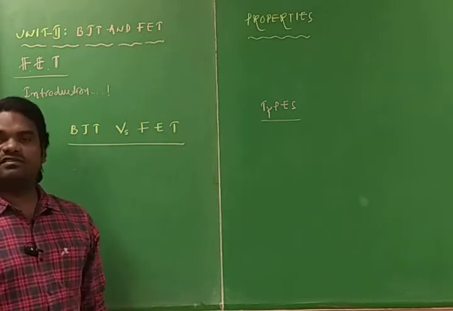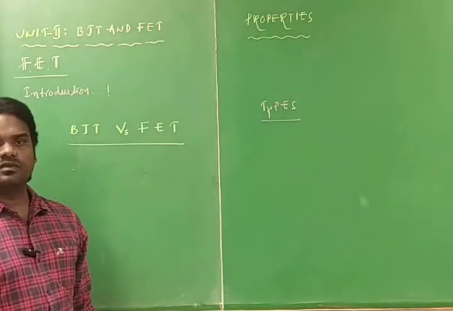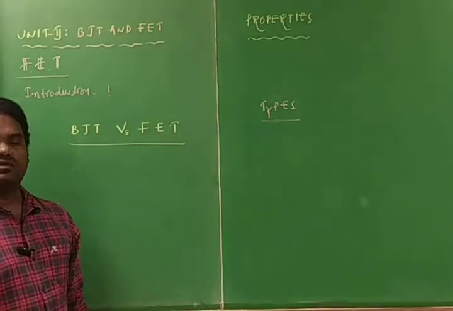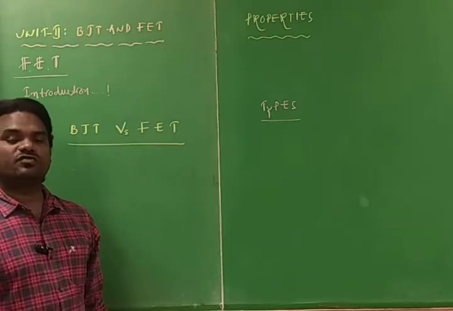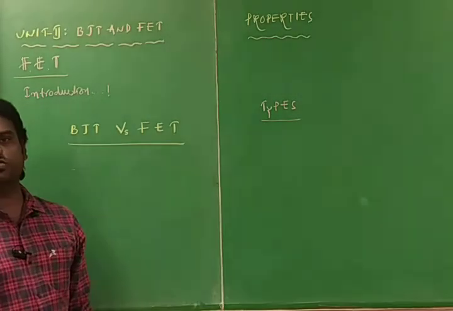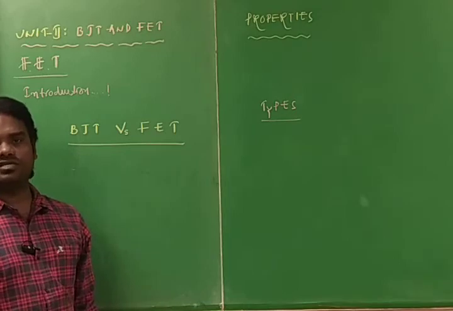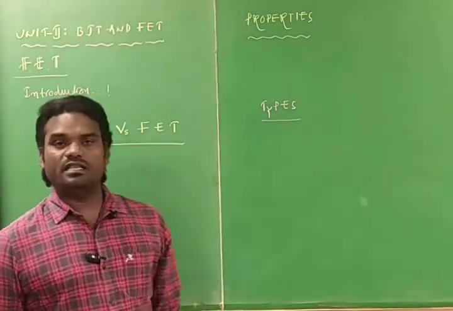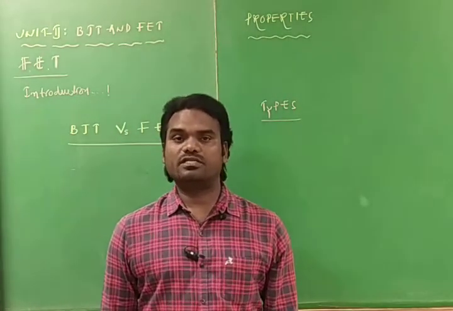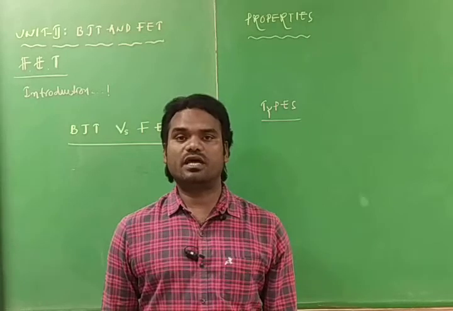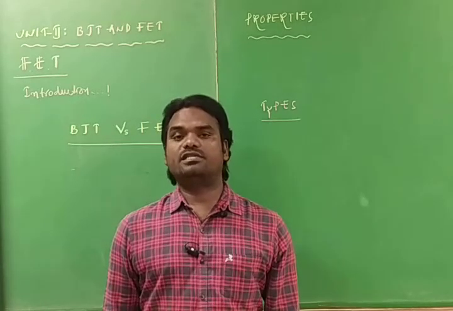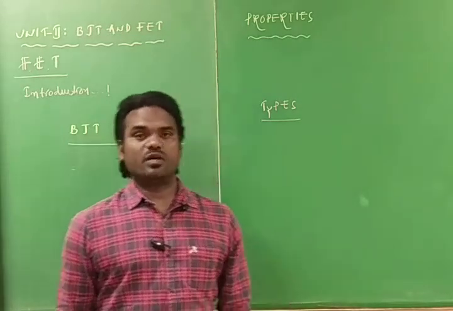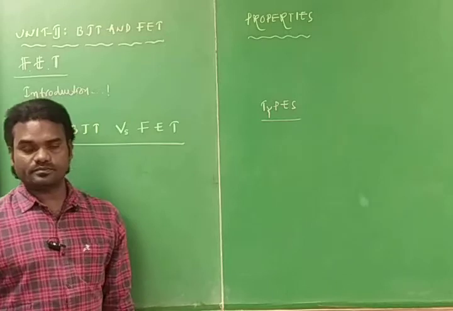In the last class, we discussed the BJT with its properties, its junctions, and its terminals. BJT is a bipolar junction transistor. It can conduct current due to majority and minority charge carriers, and it has two junctions, the emitter junction and the collector junction. It is a transistor which transfers the signal from one resistance to another resistance.